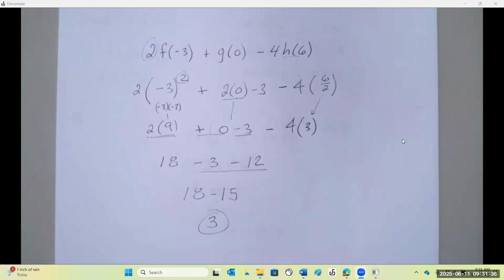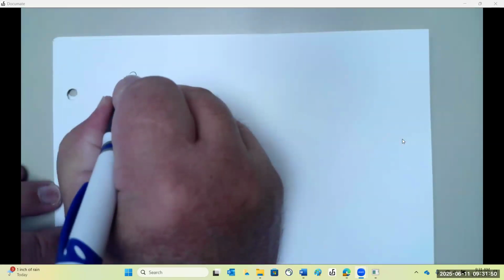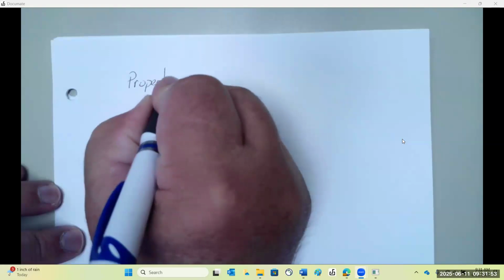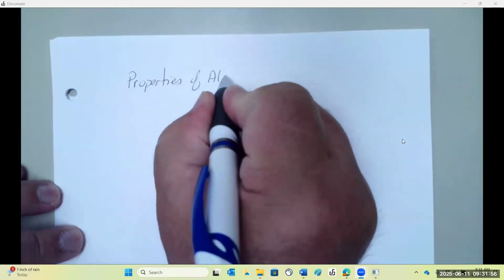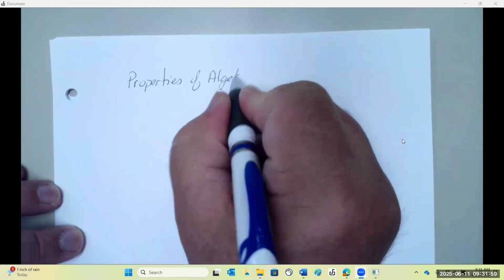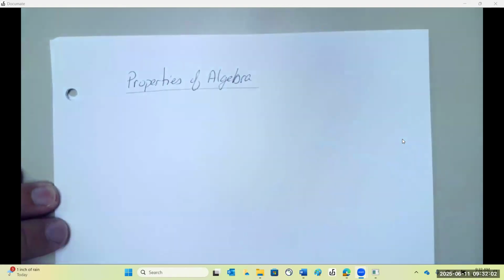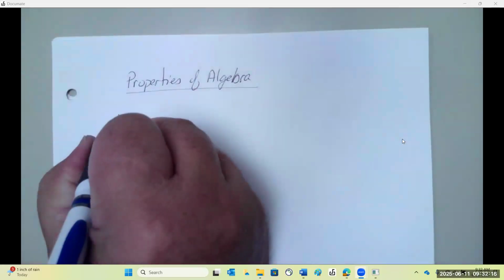Let's go over the rules there, the properties. Why could we do that? Because yes, when we first talked about the order of operations, we have to read left to right. But we have what are called the properties of algebra, or properties of math, actually. The order of operations tells us when to do it. This tells us what we can do. So the first property we're going to talk about.